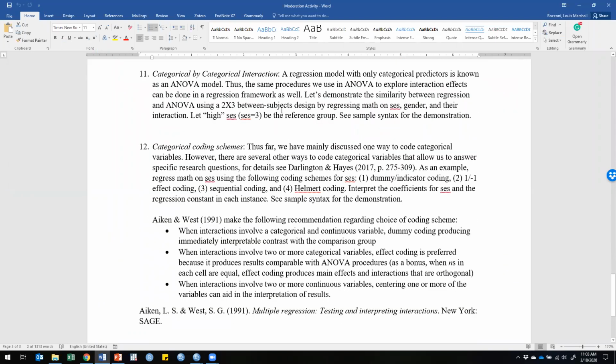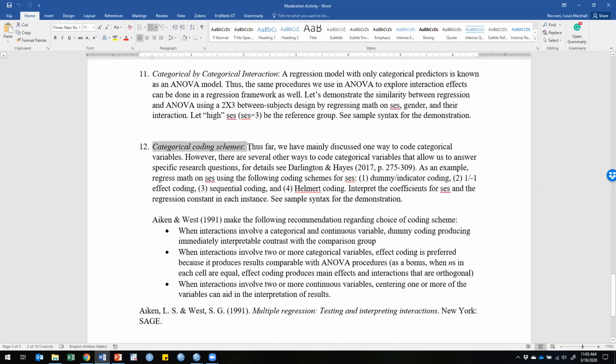Next thing I show you in the assignment is the categorical by categorical interaction. We could do the same thing we basically do in an ANOVA type design, because a regression model with 2 or more categorical variables is an ANOVA model by design. So anything that we did probing interaction effects in ANOVA designs, we could do in a regression sense.